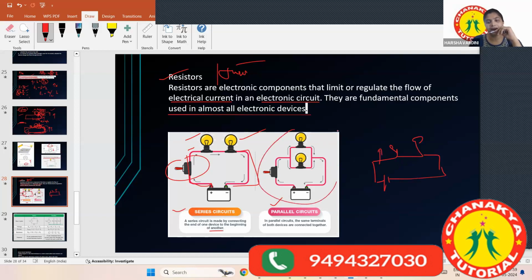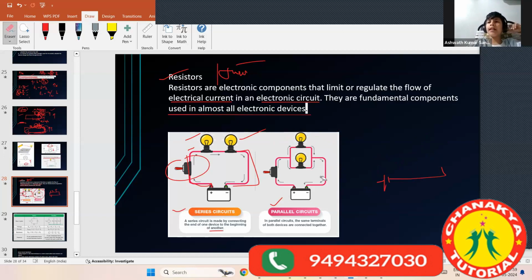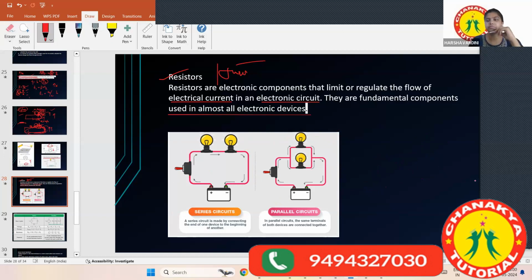What are parallel circuits? If only one bulb is there, then also it is series. So whenever I tell you, series is when the electric circuit is not divided anywhere into any part. Here, the electric circuit starts from the plus, goes directly and ends in the minus.